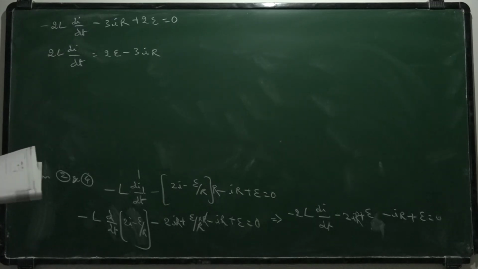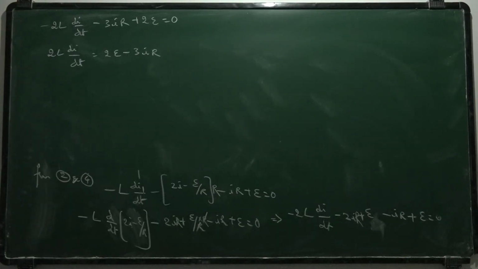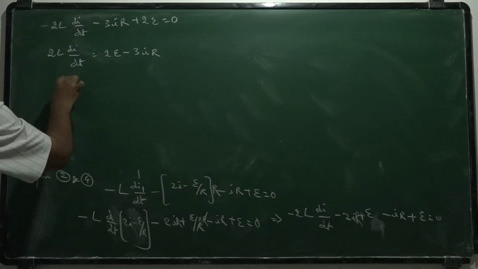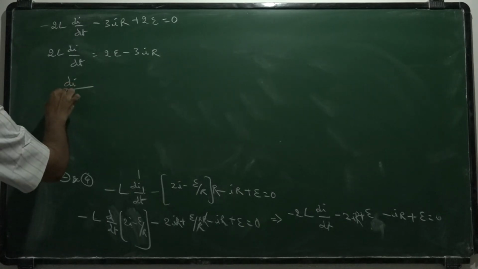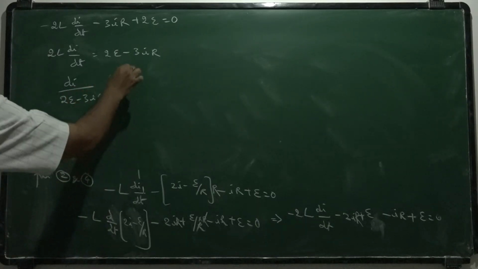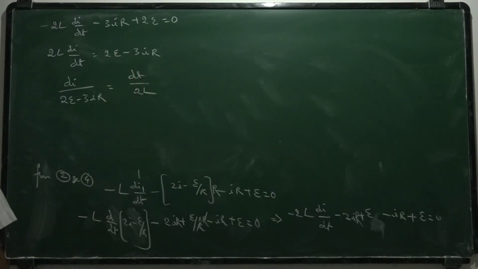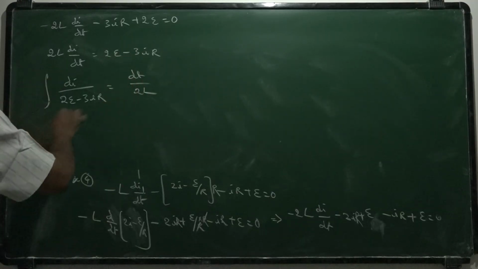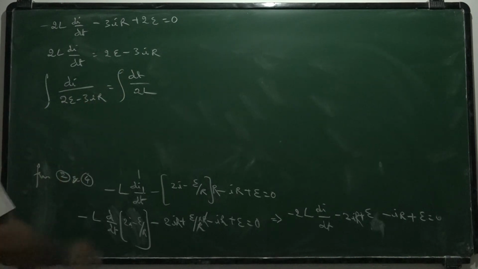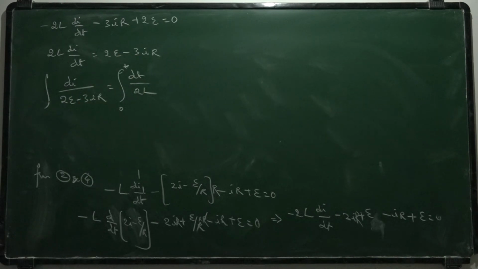So di by 2E minus 3IR is equal to dt by 2L. If you do integration on both sides, here the variable is time, which varies from 0 to t.